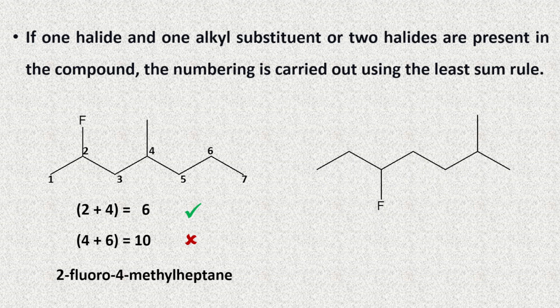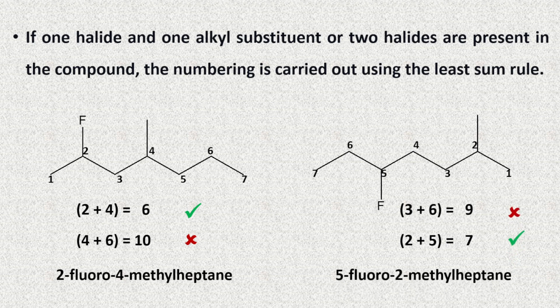Consider the second example. If the numbering is carried out from the left end, the locants are 3 and 6, whose sum is 9. While if the numbering is carried out from the right end, the locants are 2 and 5, whose sum is 7. So based on the least sum rule, the numbering from the right end is correct. So its IUPAC nomenclature is 5-fluoro-2-methylheptane.